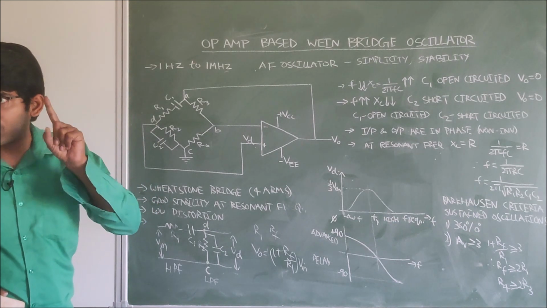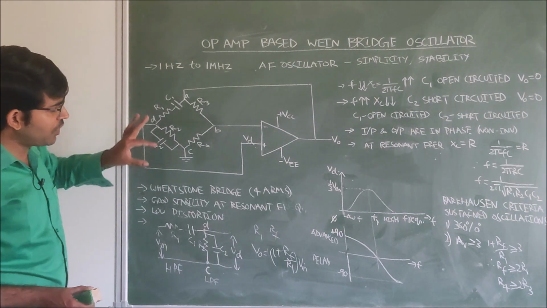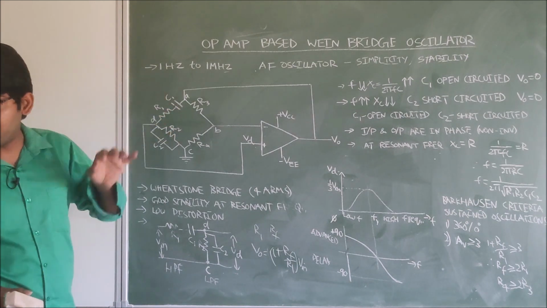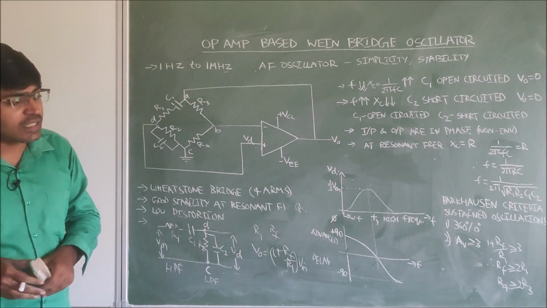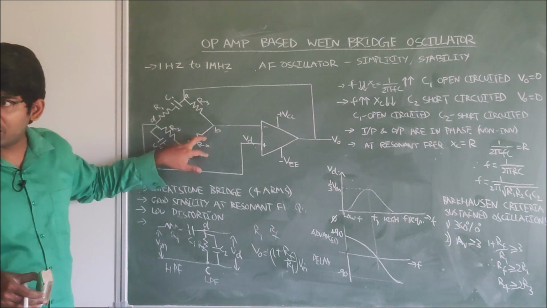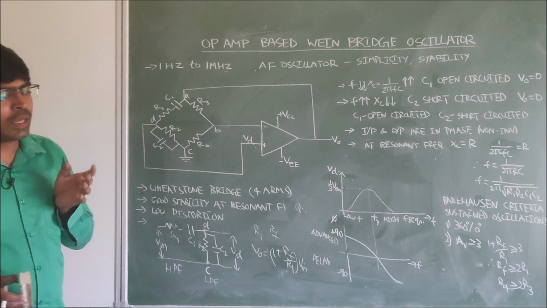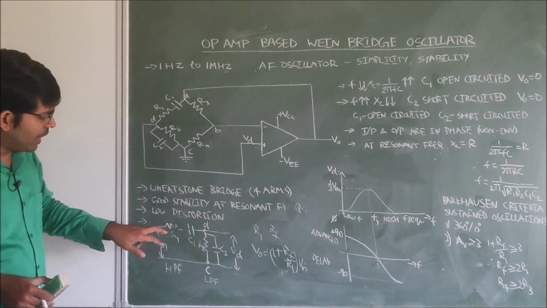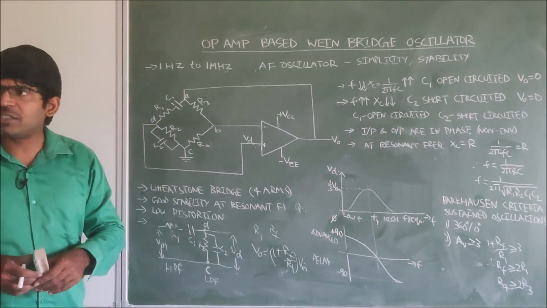For example, if you want to design a 1 kHz, 2 kHz or 3 kHz frequency, then the frequency can be designed by using these 2 arms. The output voltage amplitude can be decided by using the 2 resistors. Now we are taking these 2 arms initially: a resistor and a capacitor in series, and a resistor and a capacitor in parallel.